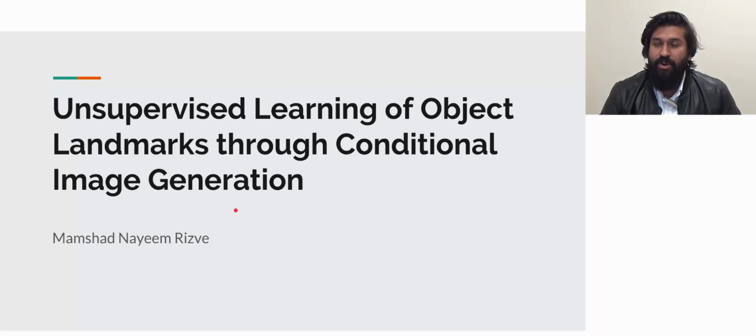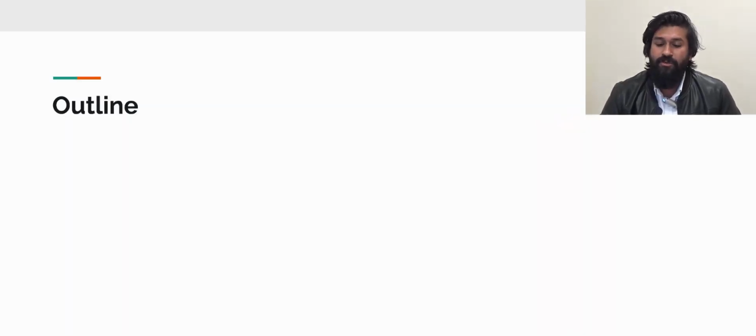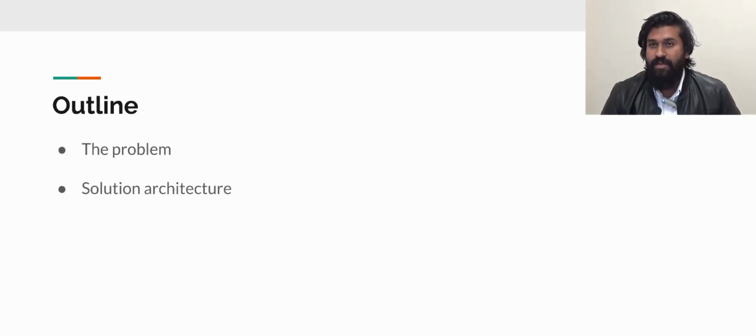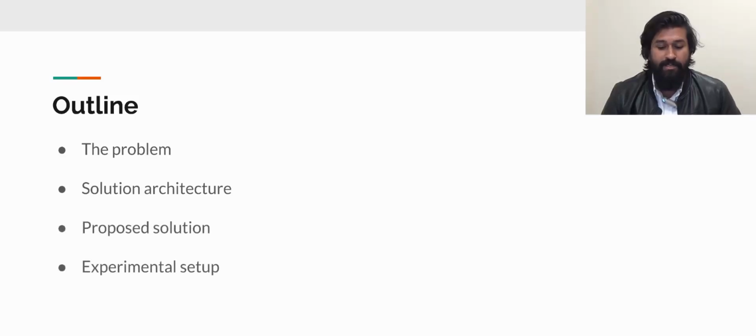Today the paper I am going to present is titled Unsupervised Learning of Object Landmarks through Conditional Image Generation. First I will walk you through the outline of the presentation. First I am going to discuss the problem, then the solution architecture to that problem, as well as the proposed solution and the experimental setup. Last but not the least, the experiments they have conducted for this problem.